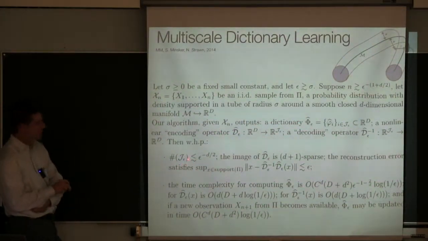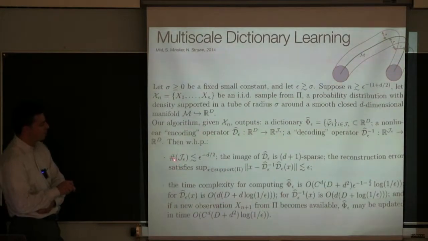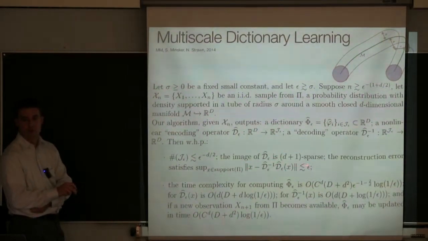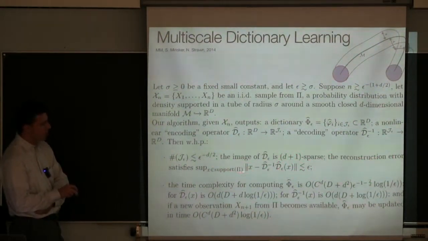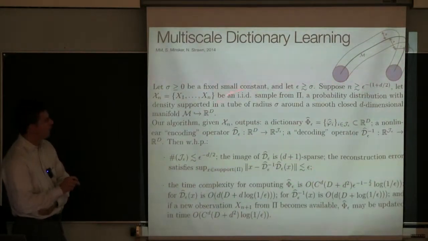Well, I can tell you how large it is. That's what we called M before. So the cardinality of the dictionary is epsilon to the minus d over 2. No larger than that, but typically as large as that. I want to tell you how sparse the encoding is. It's d plus 1 sparse. The manifold is d-dimensional. The sparsity that we get is d plus 1. The reconstruction error is no more than epsilon. That's the parameter that you gave me.